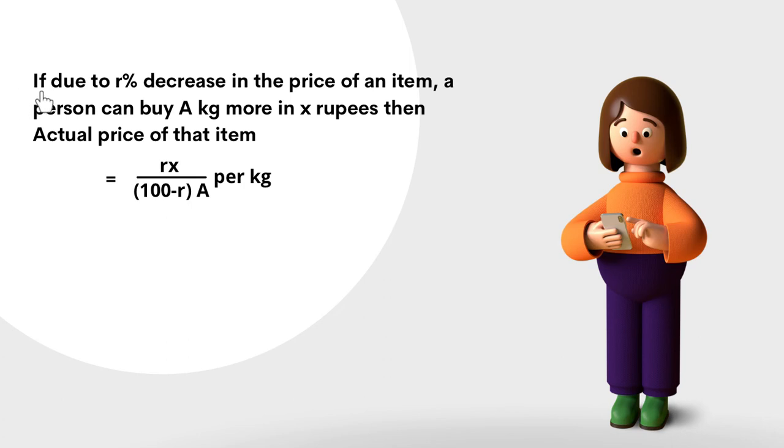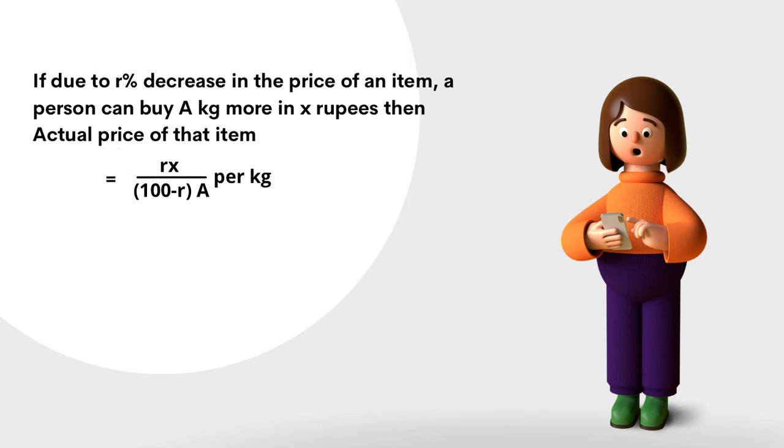The question is saying, if due to R percentage decrease in the price of an item, a person can buy A kg more in X rupees, then the actual price of the item is Rx divided by (100 minus R) into A per kg. So this is our formula. I will suggest using this formula. Otherwise, I will explain the method also. I will take an example and explain the method and the formula both.